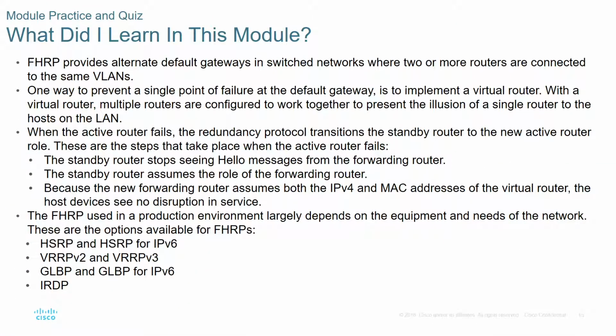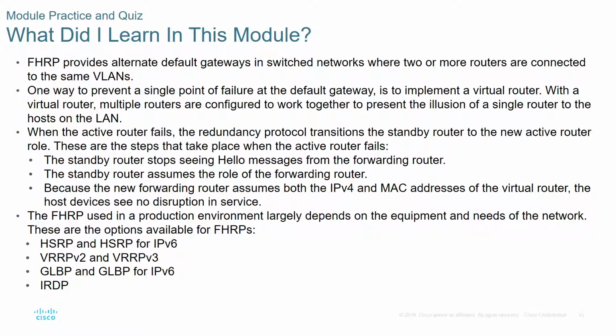FHRP provides alternate default gateways in switched networks where 2 or more routers are connected on the same VLANs. One way to prevent a single point of failure at the default gateway is to implement a virtual router. With a virtual router, multiple routers are configured to work together to present the illusion of a single router to the hosts on the LAN. When the active router fails, the redundancy protocol transitions the standby router to the new active router role.